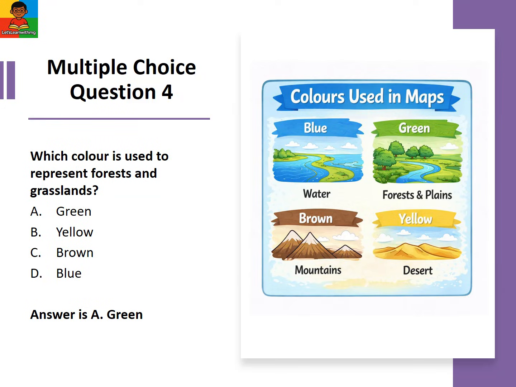Multiple choice question 4. Which color is used to represent forests and grasslands? A. Green, B. Yellow, C. Brown, D. Blue. The correct answer is A. Green.